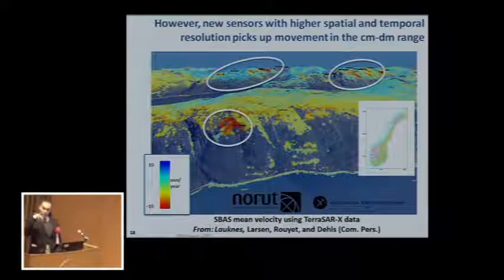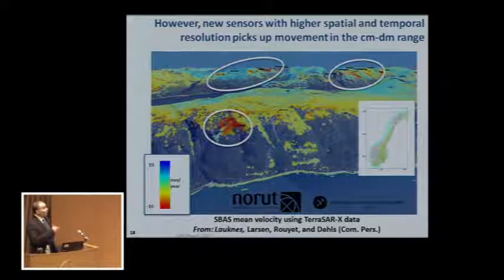It's always only in the direction of the line of sight. And this is in northern Norway. You have several slopes moving down. And it's really important in Norway. Why? Because if you have those landslides falling, it creates tsunamis within fjords.